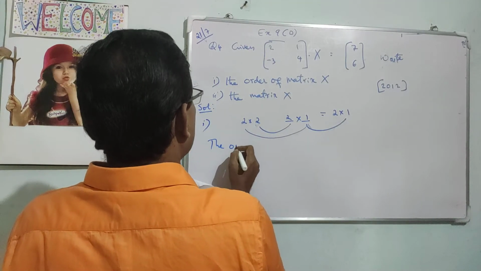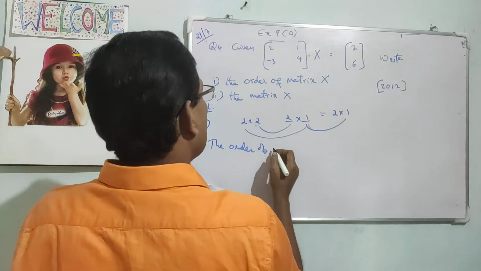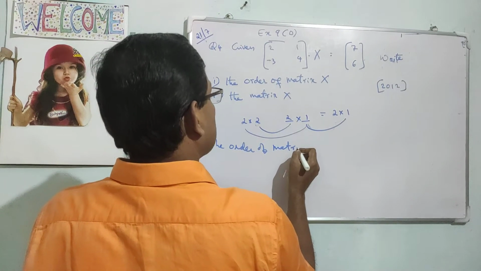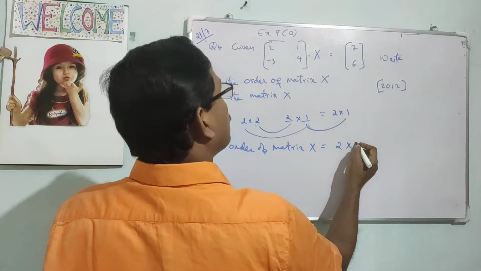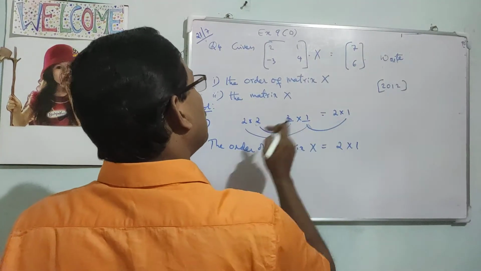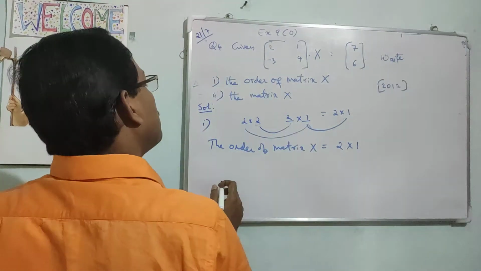The order of matrix X is equal to 2 by 1, correct? No, 2 by 1 is this. This is X. This stands for X.